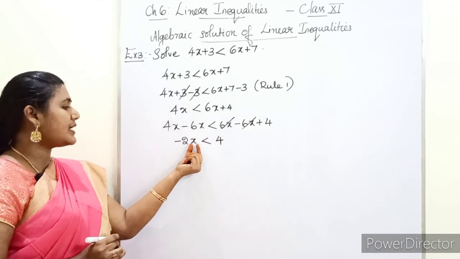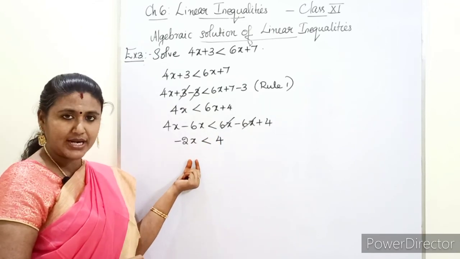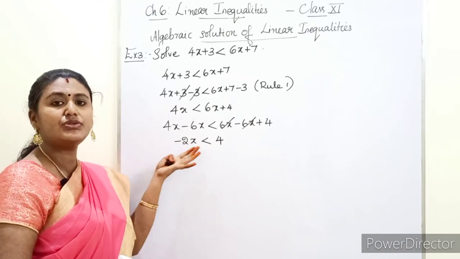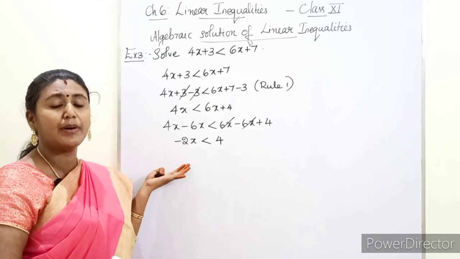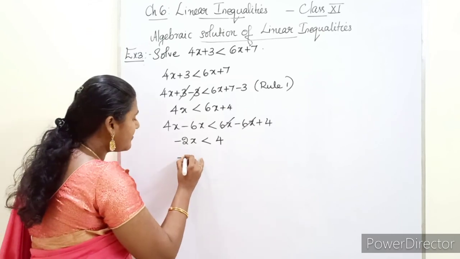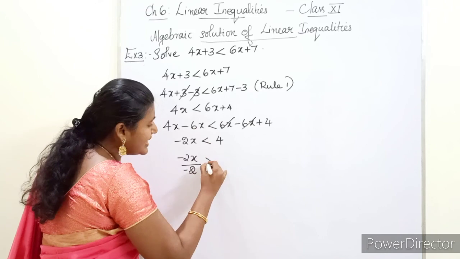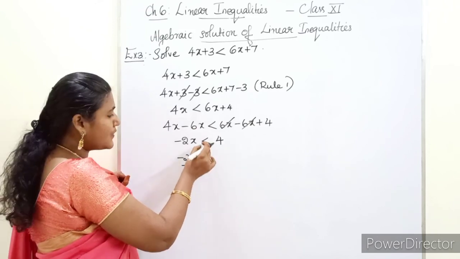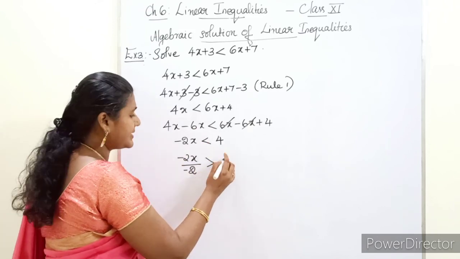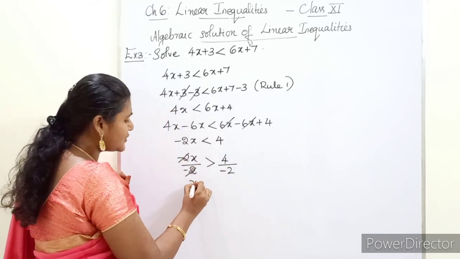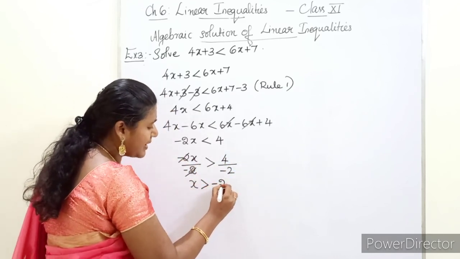Now you have to make the coefficient of x 1 here, but here the coefficient is minus 2. So we have to divide the inequality by minus 2. So we are dividing by a negative integer. So the inequality sign will get reversed. So the less than symbol will become greater than, that is 4 by minus 2. Now we will simplify this. So x is greater than minus 2.